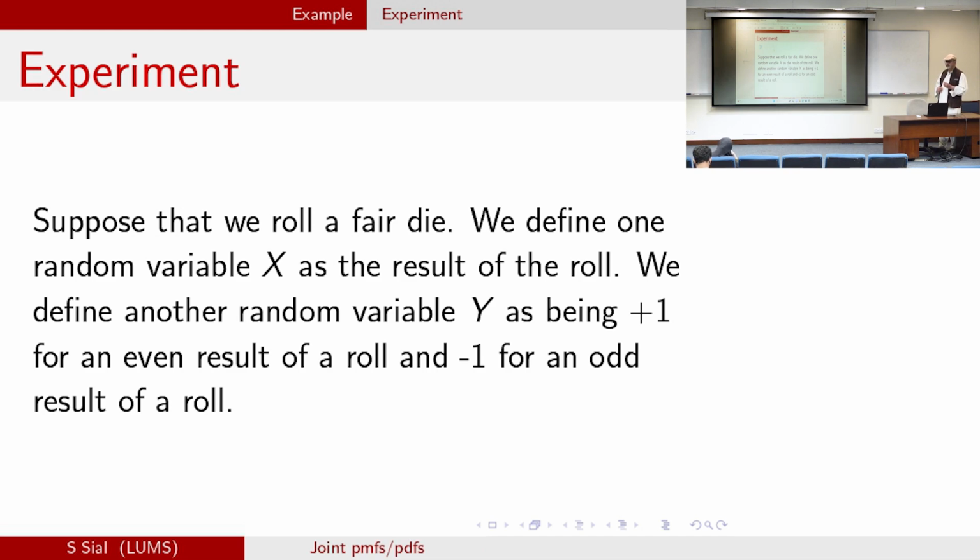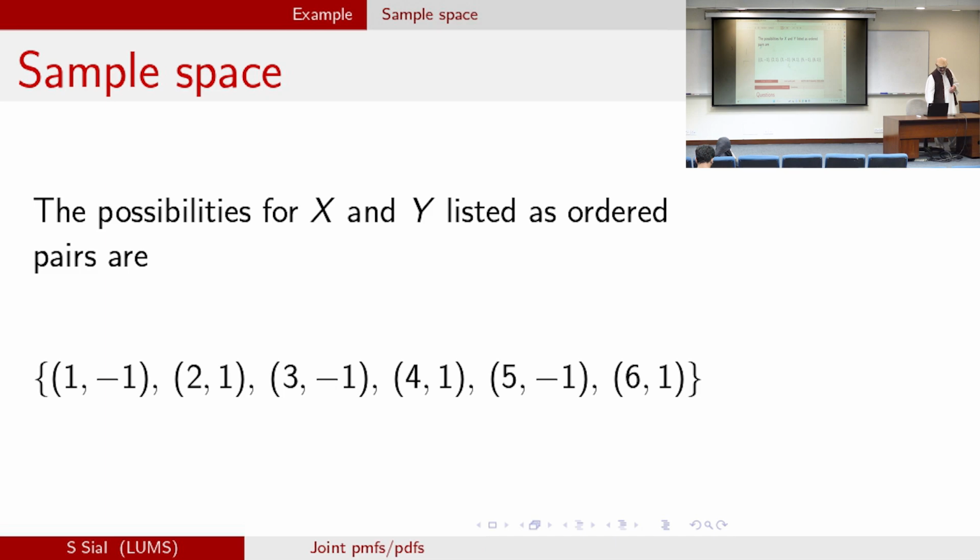And we could think of infinitely many random variables. We could define another random variable y, and y would be +1 if the result is even, and -1 if the result is odd. And now we want to do some math which allows us to consider both of them at the same time.